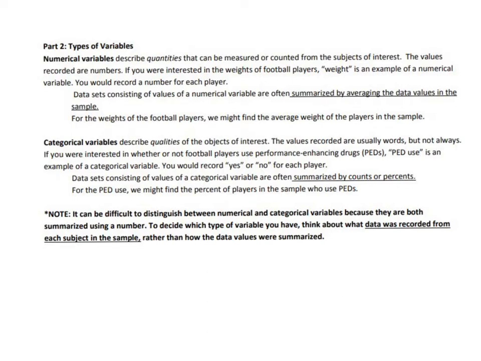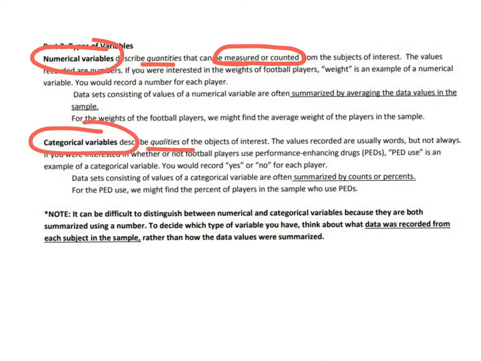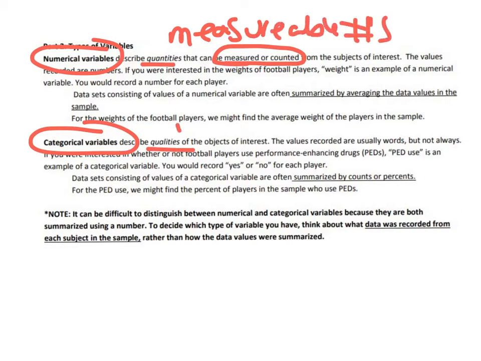Okay, so the next section is talking about the different types of variables. The two types of variables that we are dealing with are your numerical values and your categorical values. Your numerical values are measurable or counted quantities. So those things that are measurable, whereas categorical are qualities. So think of numerical as measurable numbers, whereas categorical, think of them as things that are words, things that describe them, like they're blue.